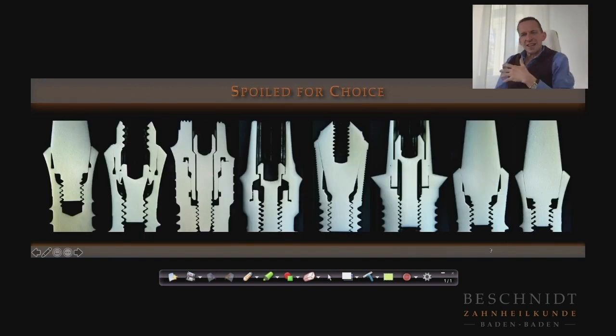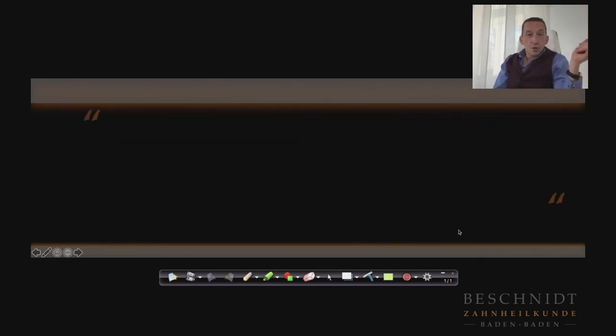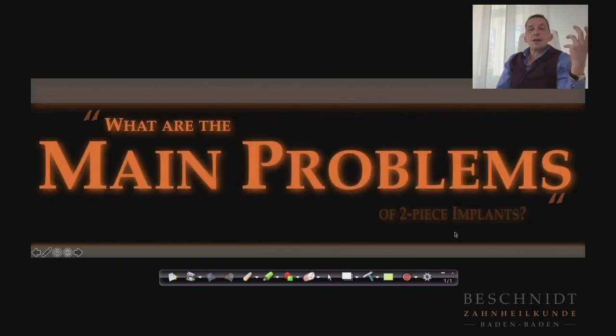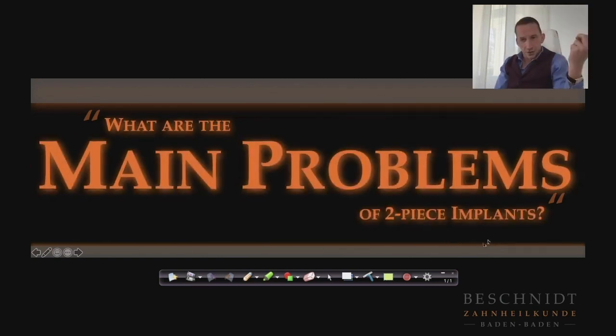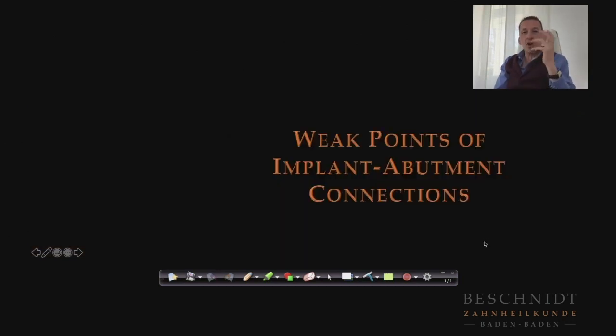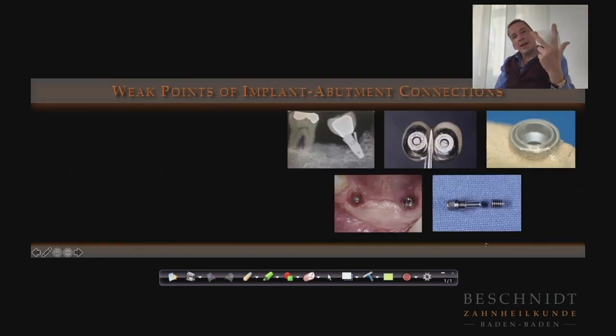Look at these totally different kinds of connections. Behind all these connections, you see different strategies of just getting connected between implant and abutment. And we can just divide into two kinds of connections, internal and external connections. So, what are the main problems of two-piece connections? There are 3 weak points.